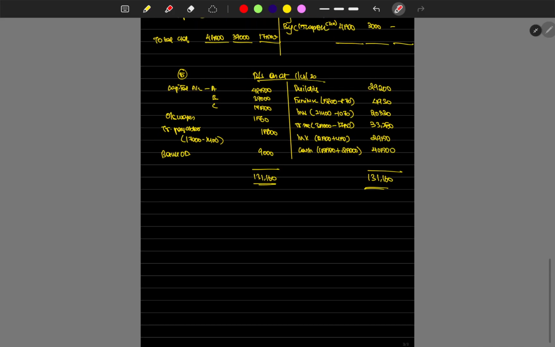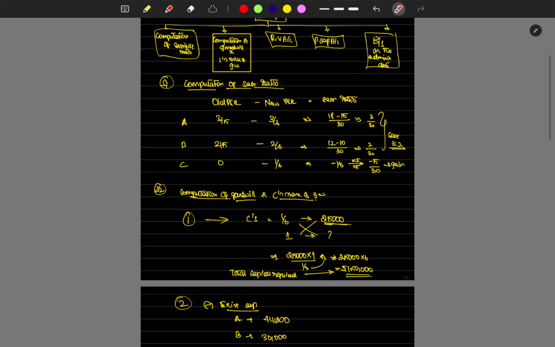Most of the problems come like this, from retirement. Let's take not dissolution, retirement, death. Most problems will be like this only. So we'll see in future days.